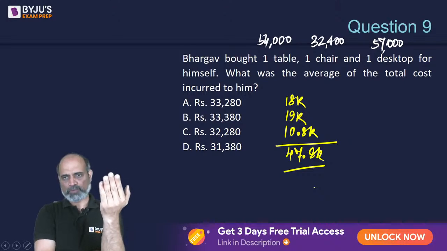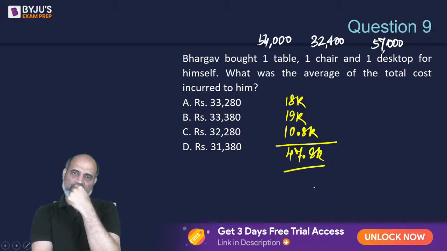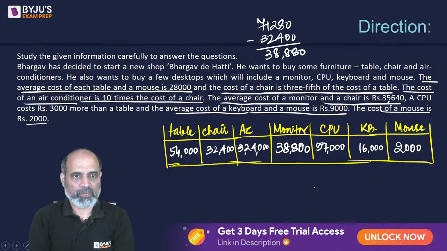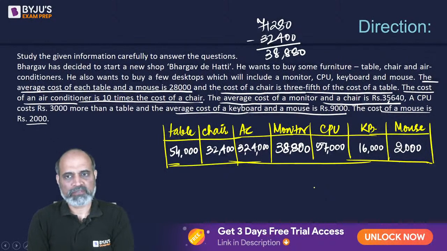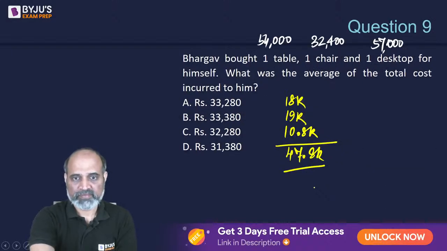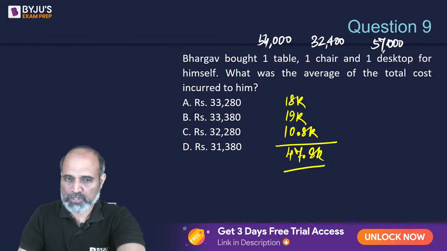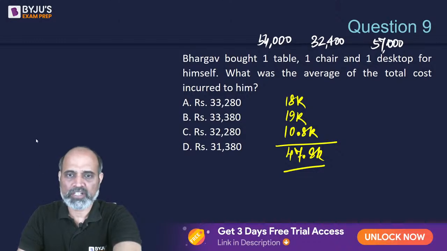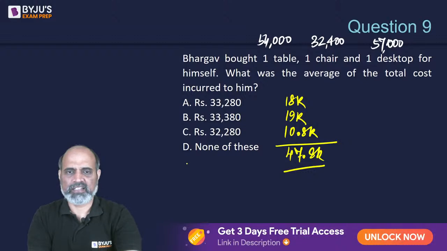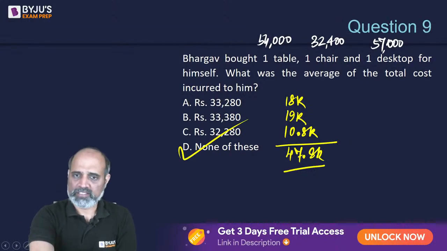If I add all of this, this is around 150. 150 by 3 will be anyways around 50. So looks like there is something a little up and down. Table is 54. CPU is 57. Chair is 3/5. This also makes sense. So we should have an option which should say cannot be determined. Or none of these, not cannot be determined. It should be none of these, because none of these is the answer. The average is never going to be in 30s. It's going to be in 40s, very close to 50,000.